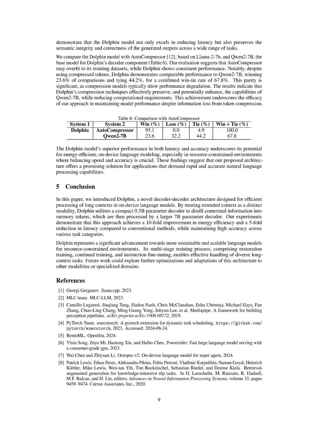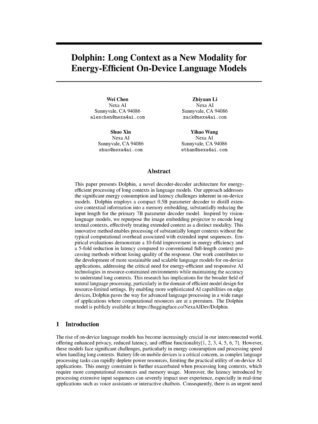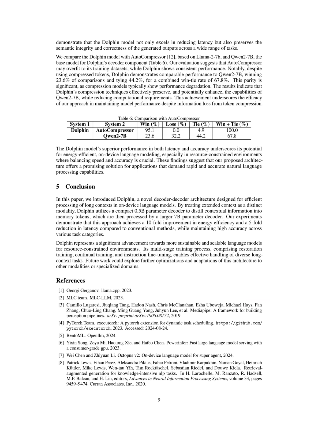Notably, despite utilizing compressed tokens, Dolphin demonstrated comparable performance to Qwen 2-7B, winning 23.6% of comparisons and tying 44.2%, resulting in a combined win-tie rate of 67.8%. This indicates that Dolphin's compression techniques effectively preserve and potentially enhance the capabilities of Qwen 2-7B while reducing computational requirements. Overall, these results underscore Dolphin's potential for energy-efficient, on-device language modeling, particularly in resource-constrained environments.